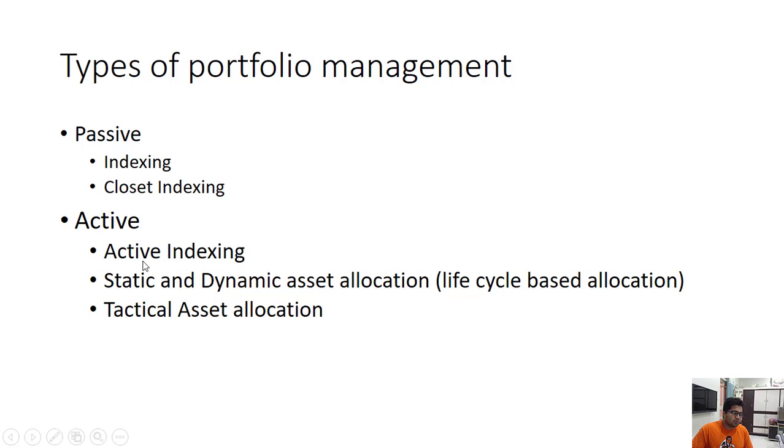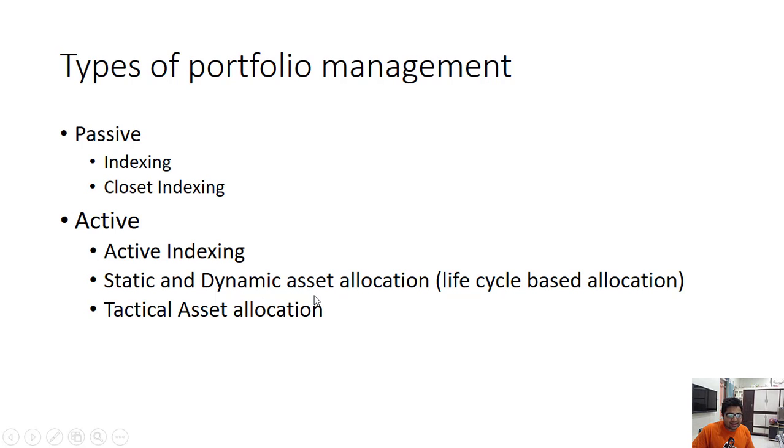Then there is active portfolio management. Active portfolio management has active indexing. You follow an index, but you change the weightage based on your perspective. Let's say in the index, banking weight is 20%, but you think banks are going to do fantastic. So you may change that weight in your portfolio to 25, even though it is 20 in the index. So this is active indexing.